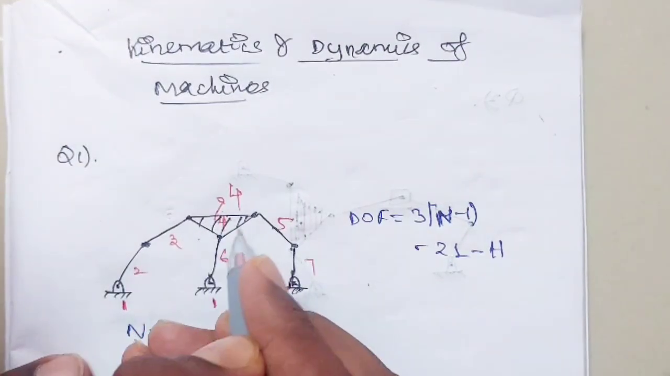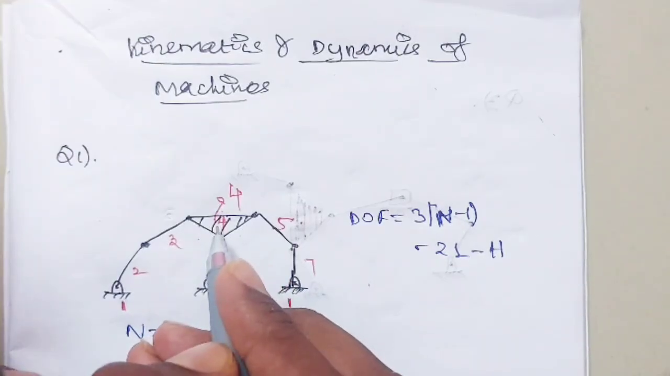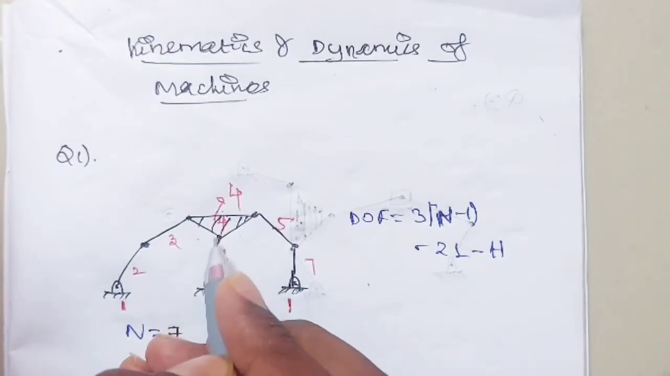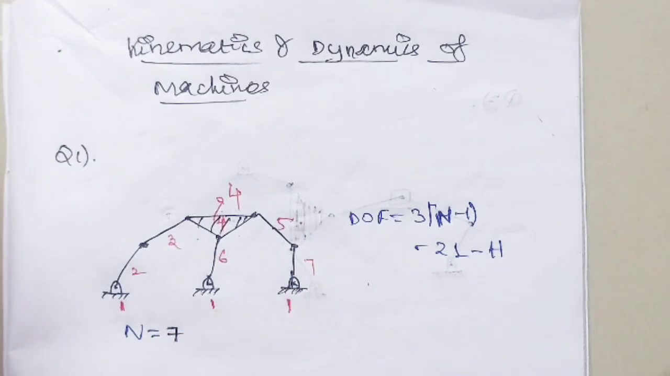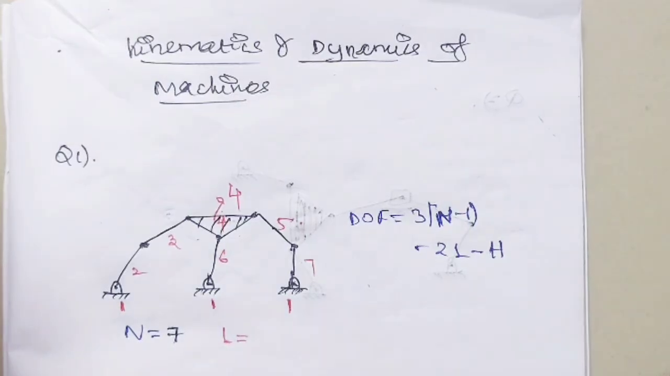Don't get confused here. This is a plate-like structure, so we should consider it as a plate, as one separate link. So we take it as 4, a separate link. So I have written n as 7. Then we have to find out the l, the binary joints and ternary joints. We have to find out these things.